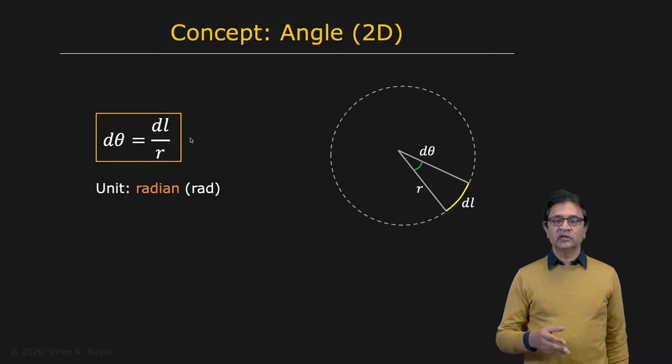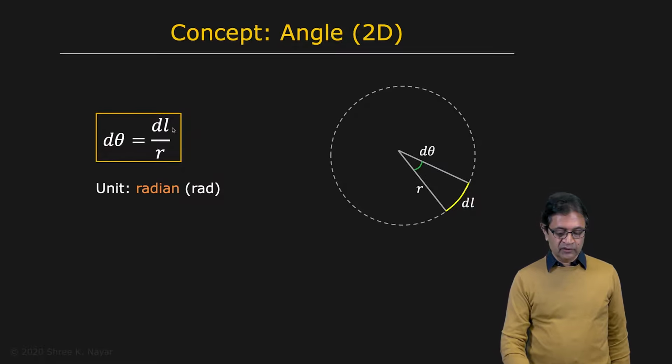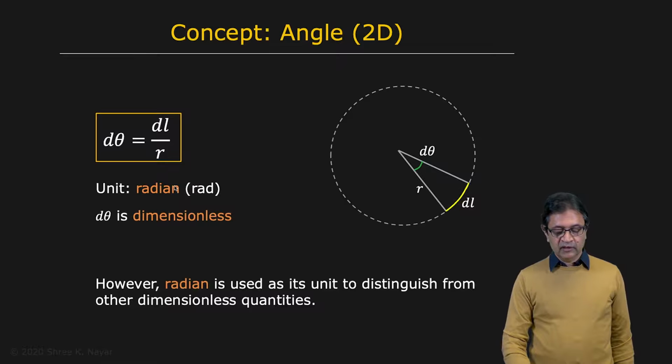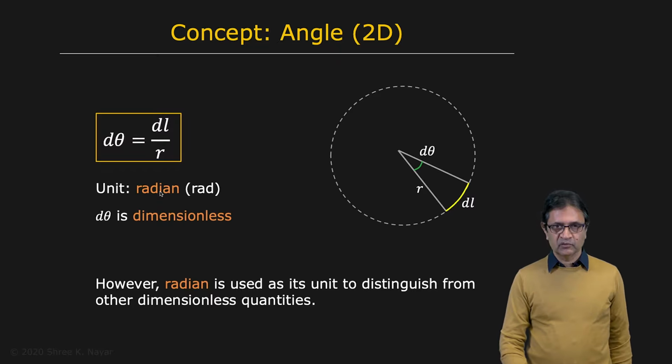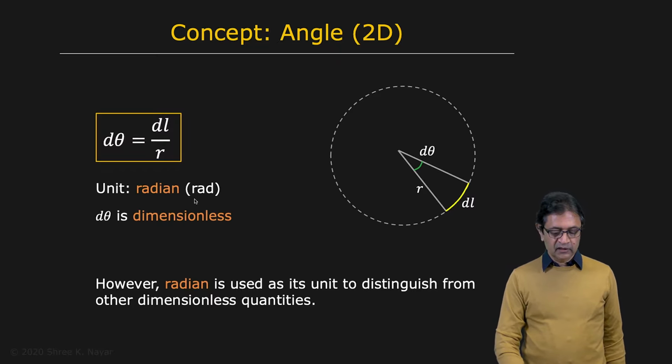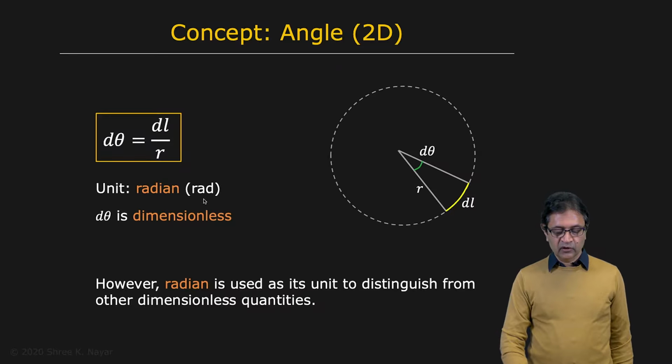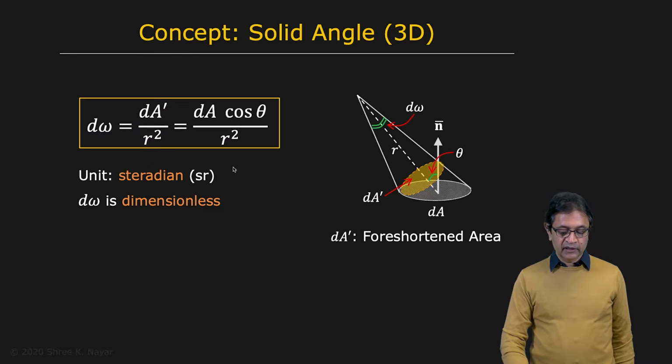Turns out that this is actually a dimensionless quantity because you have distance divided by distance, but we give it a name, radians, because we want to distinguish it with respect to other dimensionless quantities. So that's an angle in 2D. Now we can talk about what we mean by an angle in 3D.